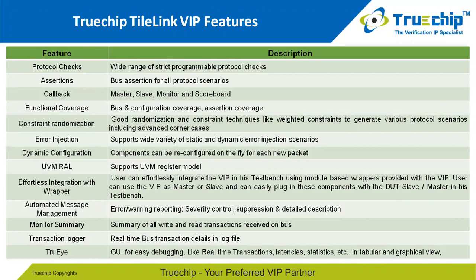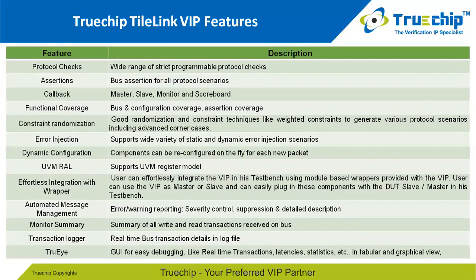Support for dynamic configuration is available. Components can be configured on the fly for each new packet. It also provides support for the UVM register model and can generate the sequences in RAL format. The VIP supports a module-based wrapper, making for effortless integration. Message management, error or warning reporting can be controlled by changing the severity level or by suppressing it.